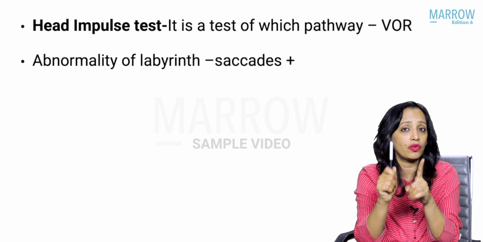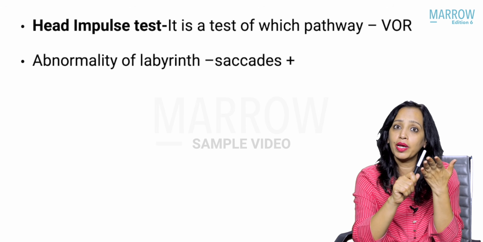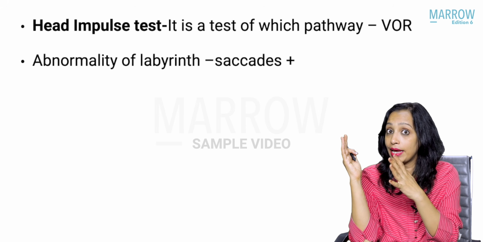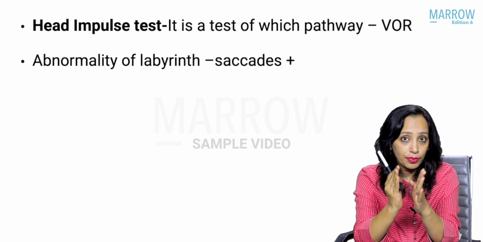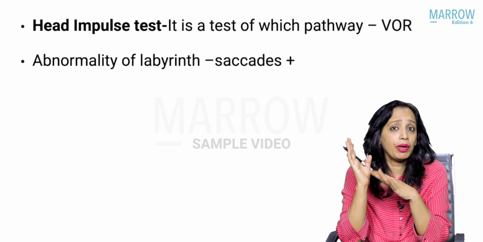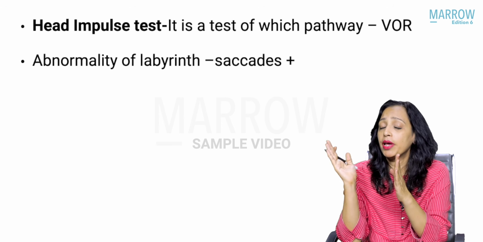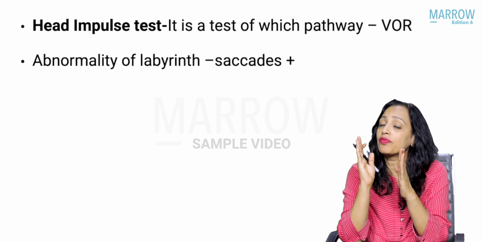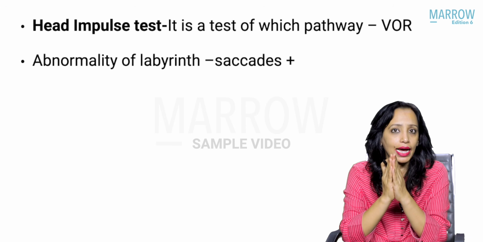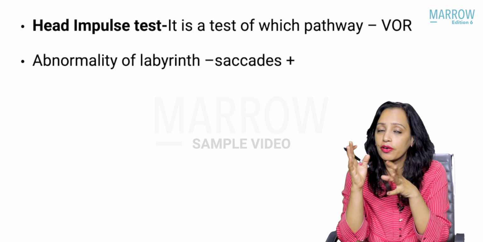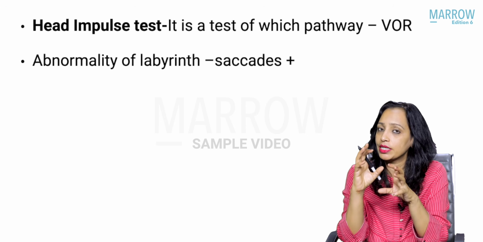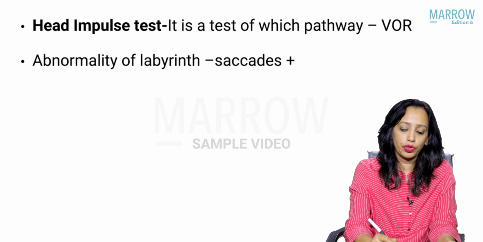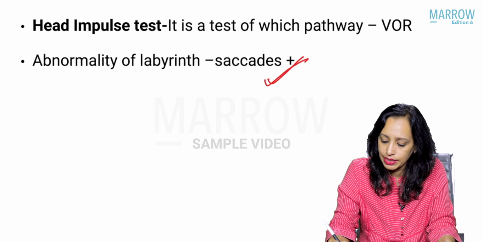And because of that, the eyes will move with the head, and then they will immediately try to come back to the object which we want to gaze on. While coming back to the target, it makes fast movements, and they are known as saccades. So if the saccades are present, it means that the vestibular ocular reflex is defective. It means that the peripheral vestibular system is defective. There is a defect in the inner ear. So this is how we do the head impulse test.